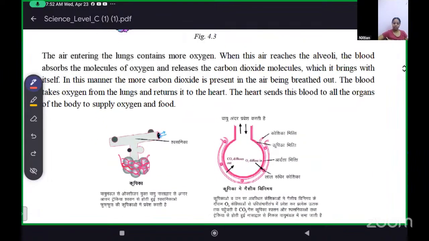One video I'll show you about gaseous exchange in alveoli, how it works. Okay, 1 second.